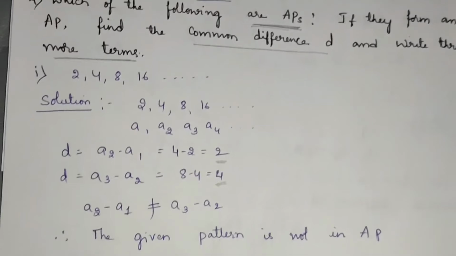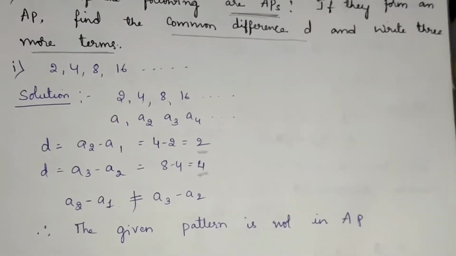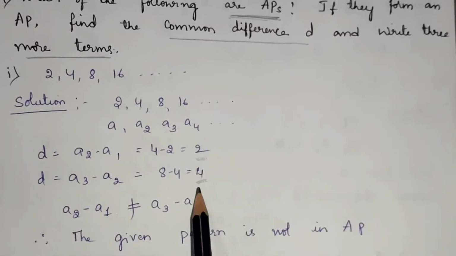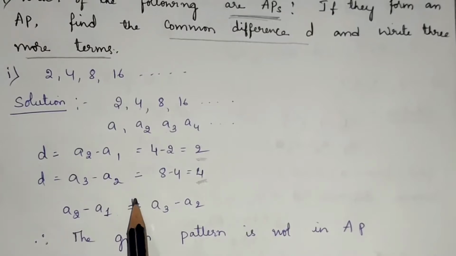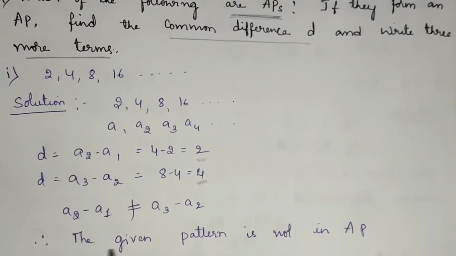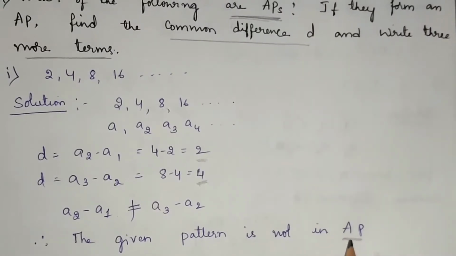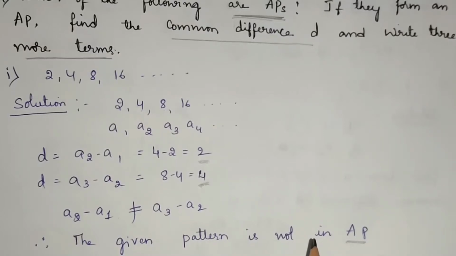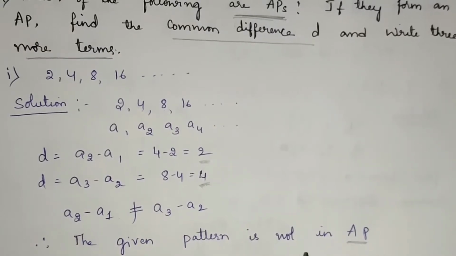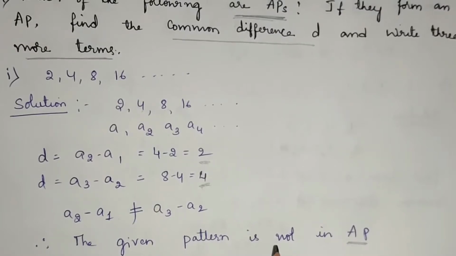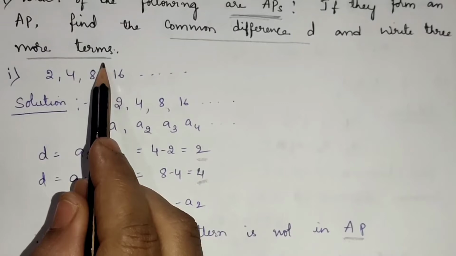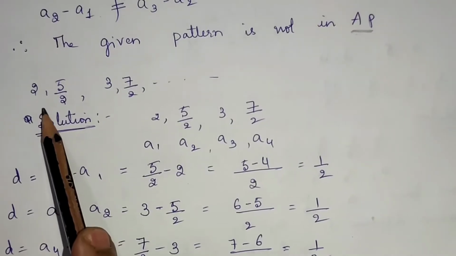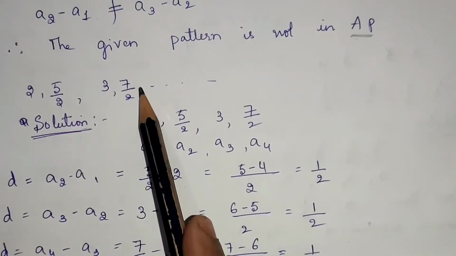In this case, you have observed that the common difference of A2 minus A1 was 2, A3 minus A2 was 4, that is both are not equal to each other, hence the given pattern is not in AP. If the given pattern is not in AP, then no need to write 3 more terms of this AP. If it is in AP, then it is necessary to write 3 more terms as it was informed in the question itself.